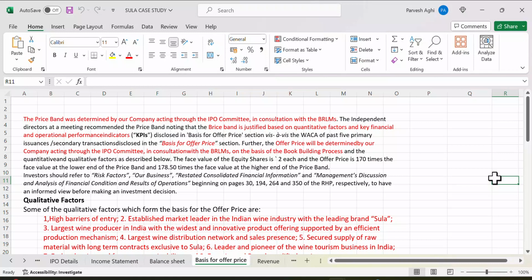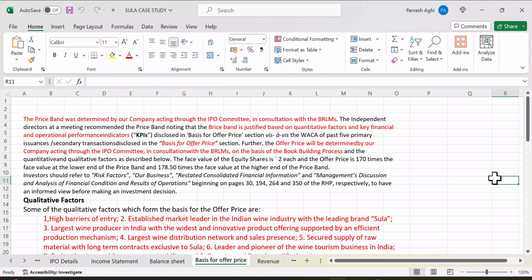The price band was determined by our company acting through the IPO committee. So there was an IPO committee formed in the company, in consultation with the BRLMs, book runners and lead managers, who are the merchant bankers. So the company decided to form an IPO committee, and with the merchant bankers, they sat down and decided what should be the price band of the IPO. Then the price band is justified based on quantitative factors and key financial and operational performance indicators. This is a very important phrase. So what they have done is they have some quantifiable factors, quantitative factors, and some key financial ratios.